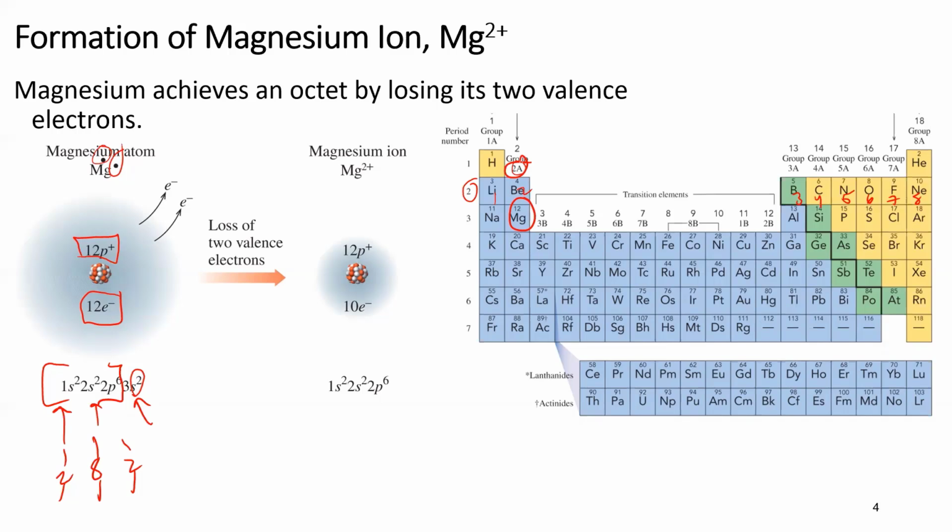And that's why it's in the second group, 2A. Well, if I have 2 valence electrons, is it easier to lose the 2 electrons, like I do here, or gain 1, 2, 3, 4, 5, 6? It's easier to lose 2. So it loses its 2, and now I still have the 12 protons, but only 10 electrons. So 12 minus 10 gives me a 2 plus charge. So the magnesium ion now has 2 electrons in the first shell and 8 in the second, because 2 plus 6 is 8.